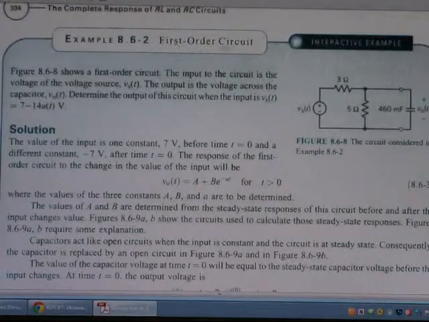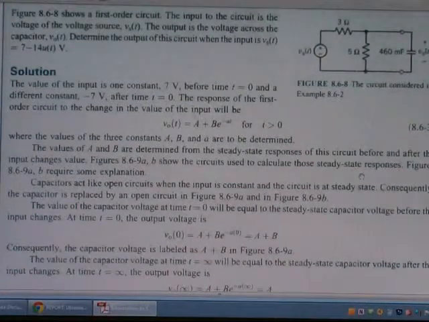Let's say a first order circuit, v(t) equals A plus B e^(-alpha t). And then at t equals 0, v(0) is found this way.